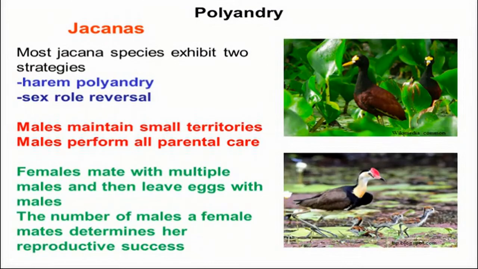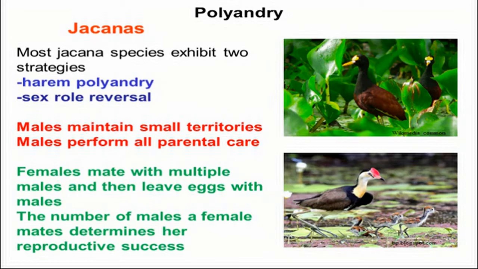So many times, to maintain polyandry, the animals play some specific roles. Say for example, jacanas are an example. This is a bird that exhibits two strategies. One is harem polyandry and second is sex role reversal. Harem polyandry means it maintains small territories where the males are. Or sometimes what happens is sex role reversal. The male takes care of the young ones, the eggs that are laid by the females, and the female goes for multiple partners, laying eggs one after another.